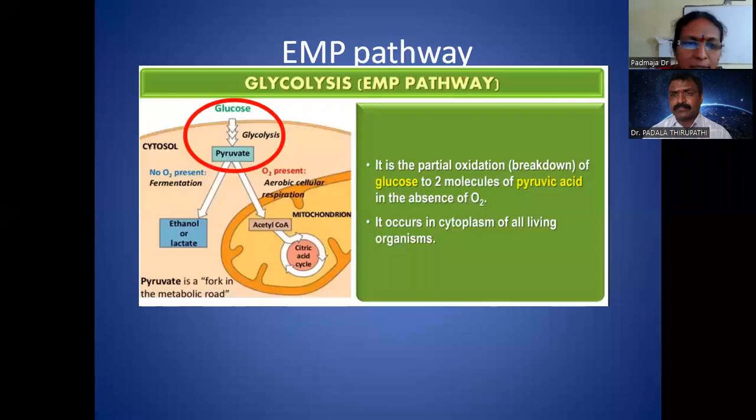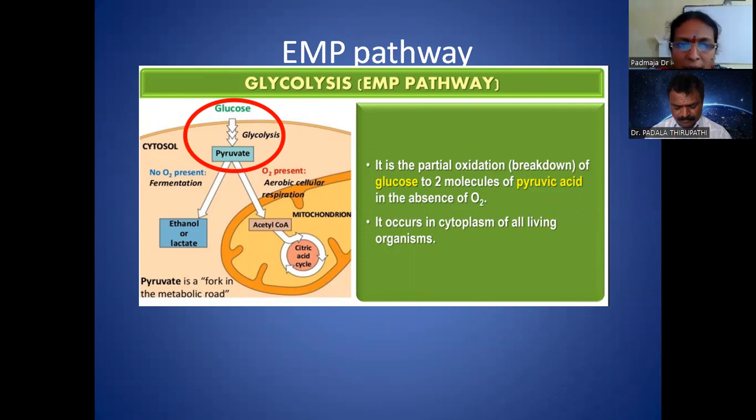Glycolysis. If you see this diagram, here the glucose is converting to pyruvic acid. This glucose is a 6-carbon compound. The pyruvic acid is a 3-carbon compound. When the pyruvic acid is in the presence of oxygen, it will enter into aerobic respiration.